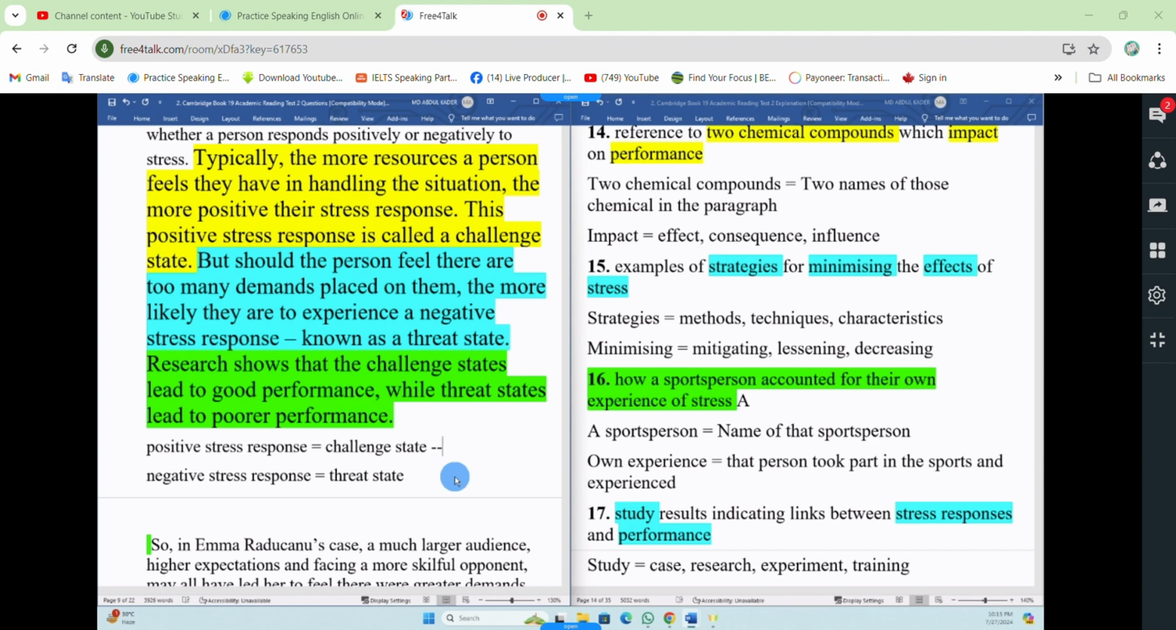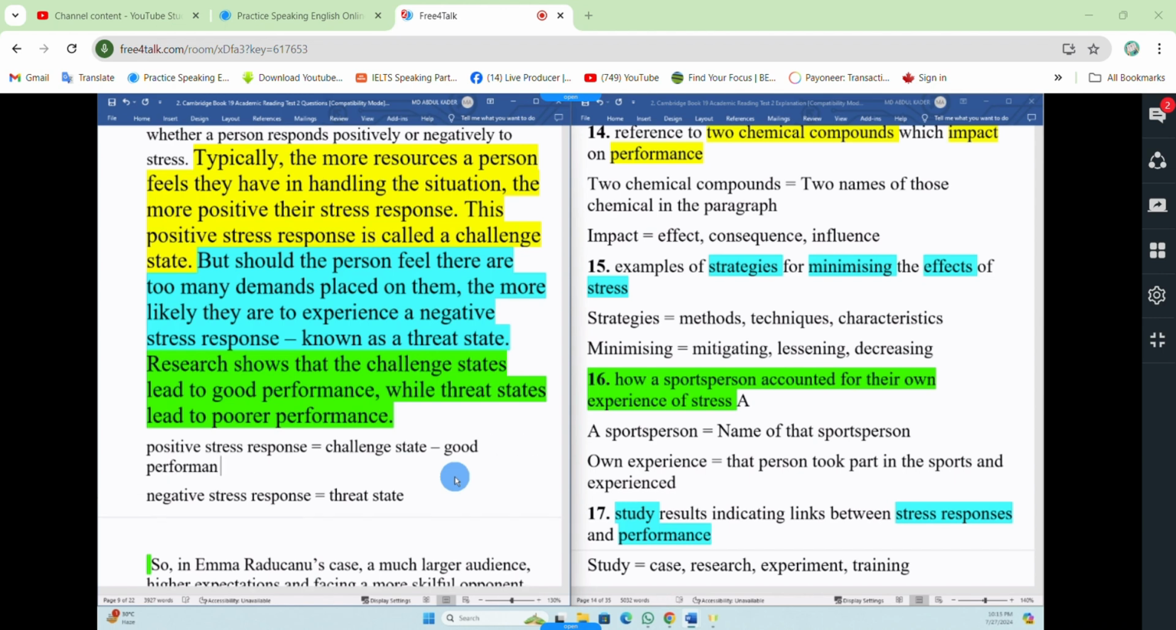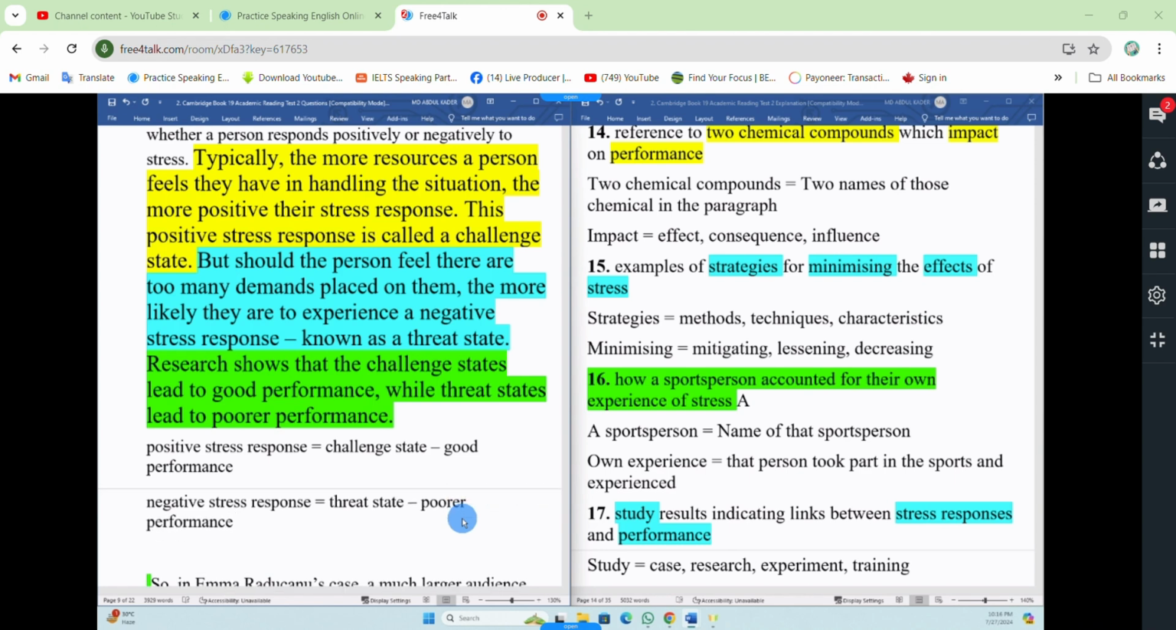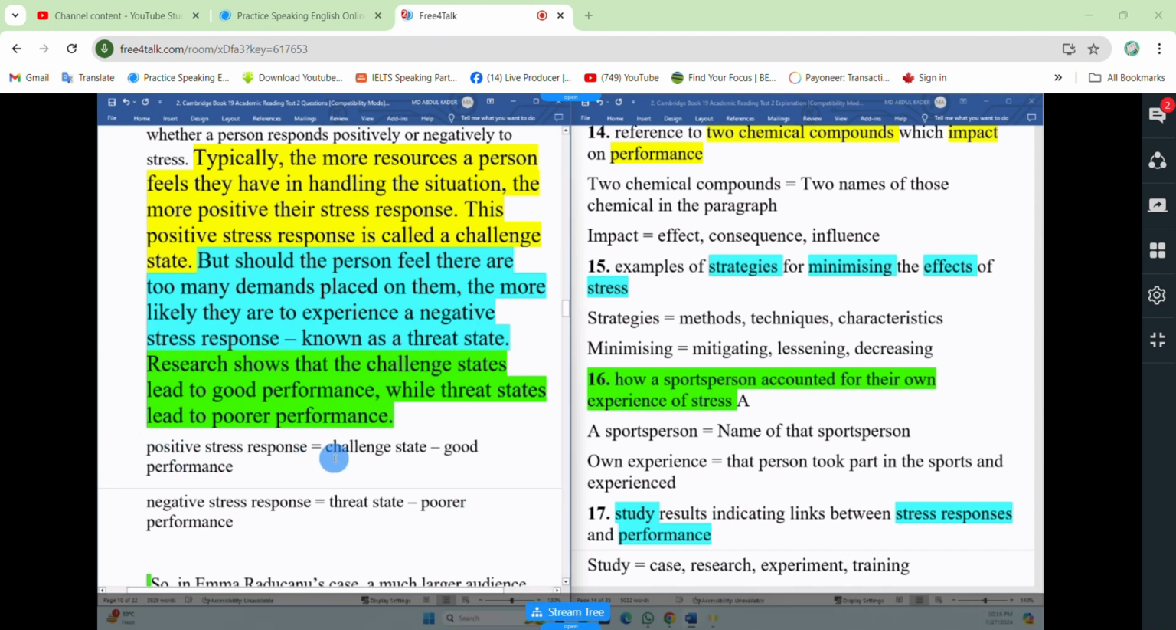So challenge states show the result of good performance, while on the other hand threat state results in poorer performance. Yes. So positive stress response, equal challenge state, that shows good performance. Negative stress response, that is threat state, that results in poorer performance.